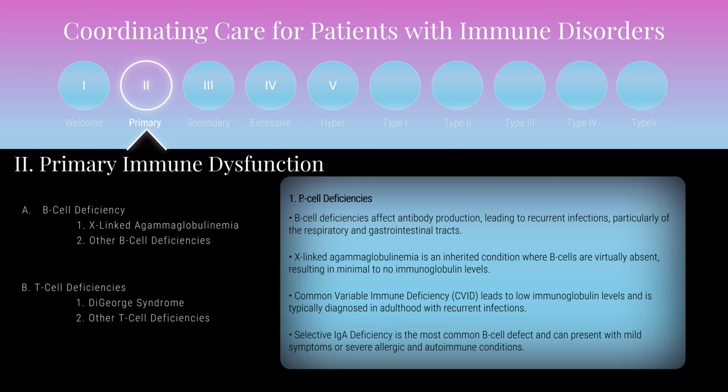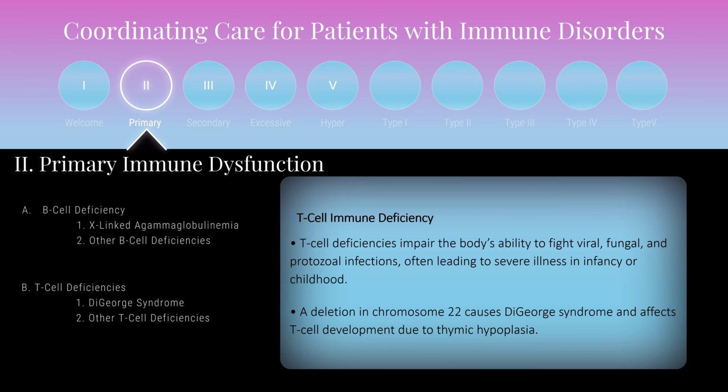And then the common variable immune deficiencies lead to low immunoglobulin levels, and it's typically diagnosed in adulthood. And then selective IgA deficiency is the most common B cell defect and can present with mild symptoms or severe allergic and autoimmune conditions.